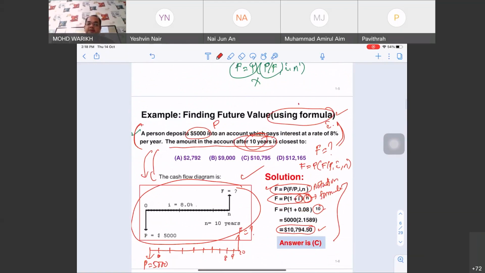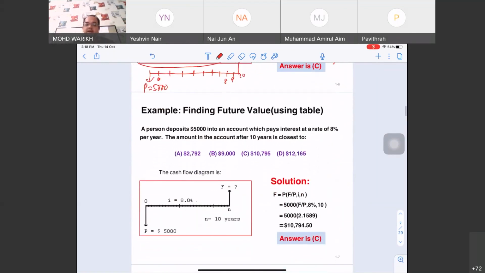Okay, the first one we have discussed is using the formula. The second one is using the tables. That means we call it the standard factor notation. Okay, actually the same question. You are given P, 5,000, and then you have to find F at year 10.